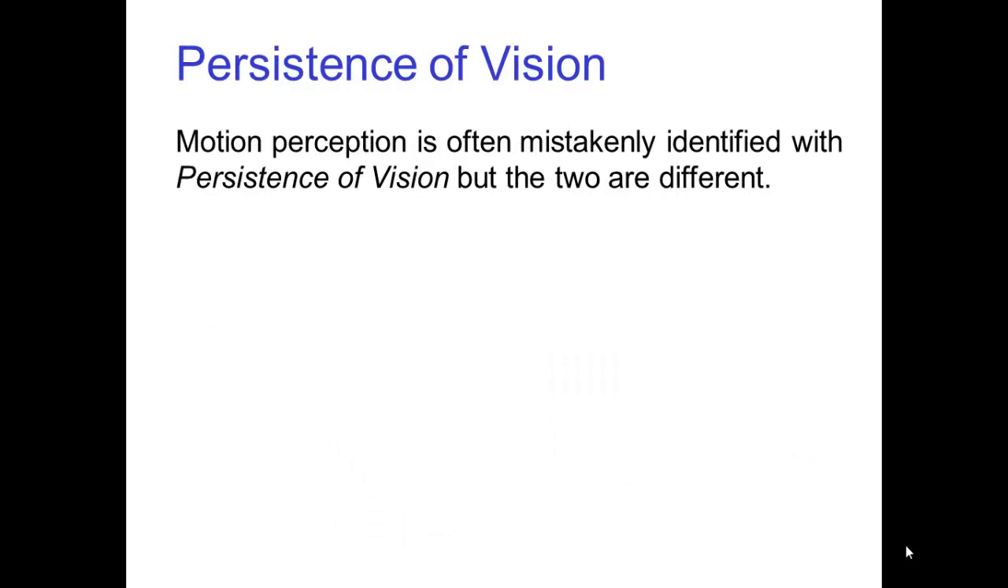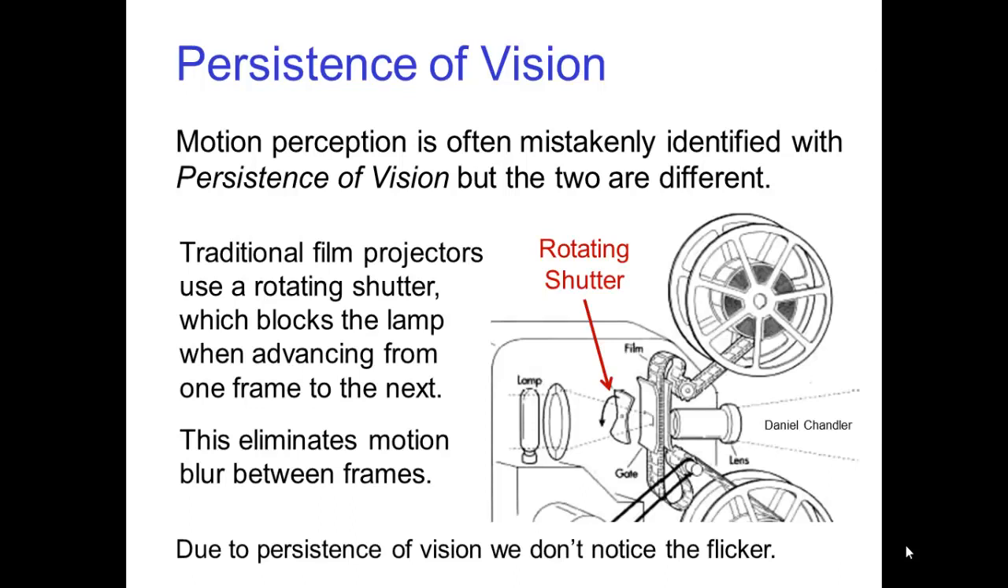Motion perception is often mistakenly identified with persistence of vision, but the two are different. For example, traditional film projectors use a rotating shutter which blocks the lamp when advancing from one frame to the next. The shutter eliminates motion blur between frames as the film advances. Due to persistence of vision, we don't notice the flicker if the frame rate is fast enough.